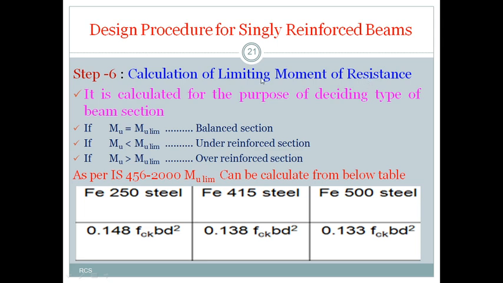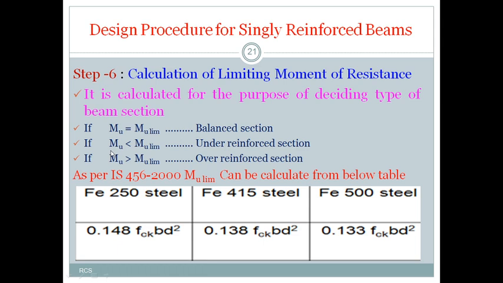The purpose of calculating this limiting moment of resistance is to decide the type of section. When we are analyzing the beam, we decide the type of beam based on the actual depth of neutral axis and the limiting depth of neutral axis. Based on that, we calculate the limiting moment of resistance and the factored bending moment. If the factored bending moment is equal to the limiting moment of resistance, then the section of the beam is termed a balanced section.